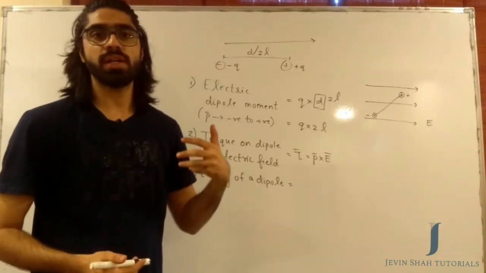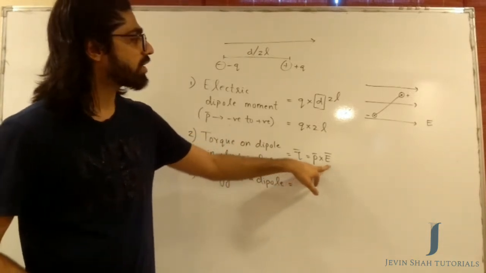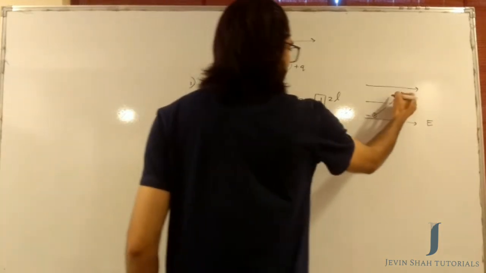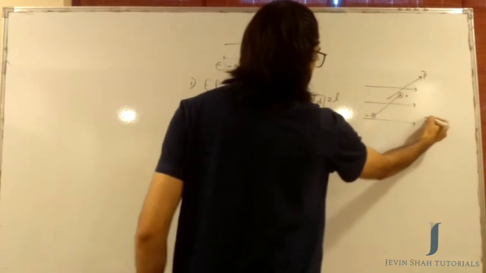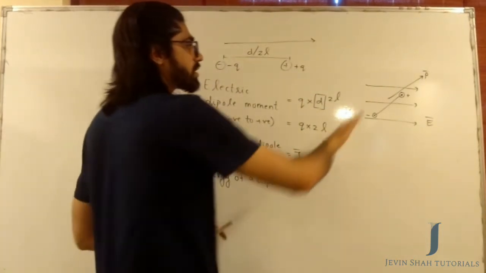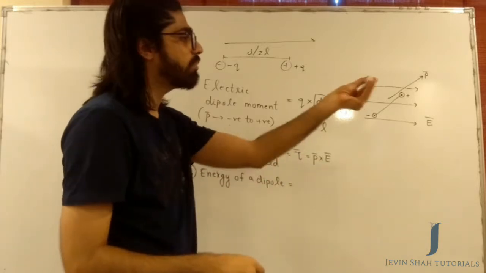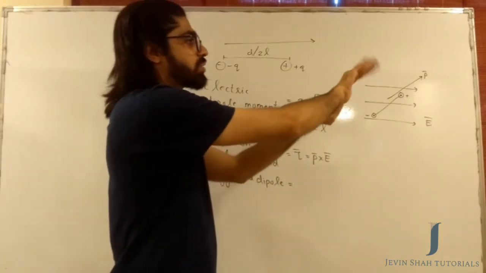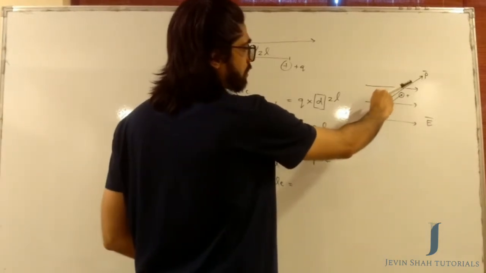Now where will the torque try to bring the dipole? If you realize that the torque is P bar cross E bar, P bar was a vector here, this was P bar, and this is your vector E bar. So if you realize P bar cross E bar, the direction of the vector torque will be inside, but that torque, it's P bar cross E bar, right? So the turning of the dipole will be like this.